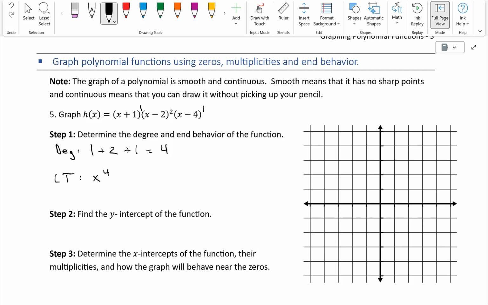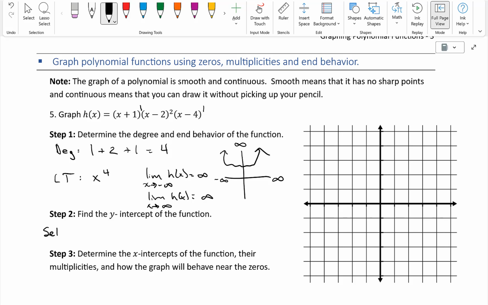And so this is a positive leading term with an even degree, which means our graph is going to go up on both ends. So for our end behaviors, we can say our limit as x approaches negative infinity for h of x is infinity. And our limit as x approaches infinity for h of x is also infinity. So as we're moving out towards negative infinity to the left or infinity to the right, we're going up towards positive infinity.